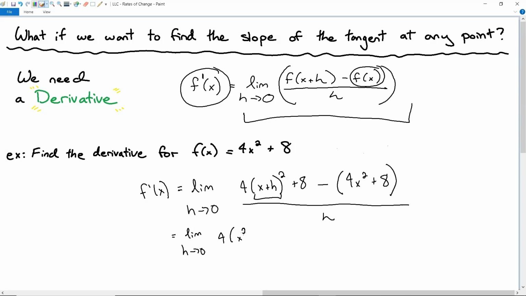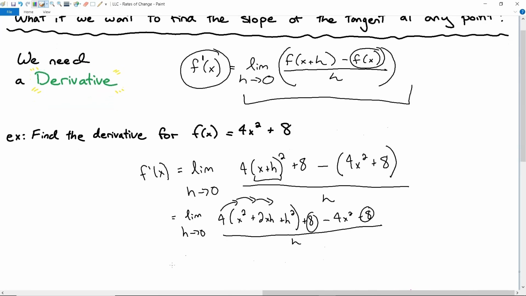I'm going to get x squared plus 2xh plus h squared, and now I just need to apply this 4 to everything inside my brackets. So let me do that. Running out of space, but bear with me. So this is going to give me 4x squared plus 8xh plus 4h squared. And I can cancel out these 8's because I have a positive 8 and negative 8. Those will sum to 0. And then here as well, I have a 4x squared here and a minus 4x squared here, so those will cancel each other out.